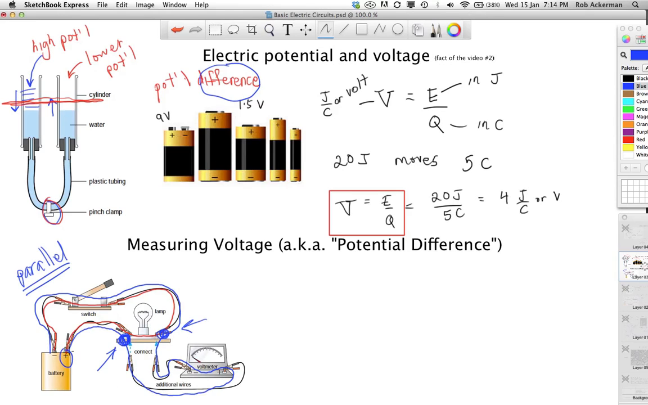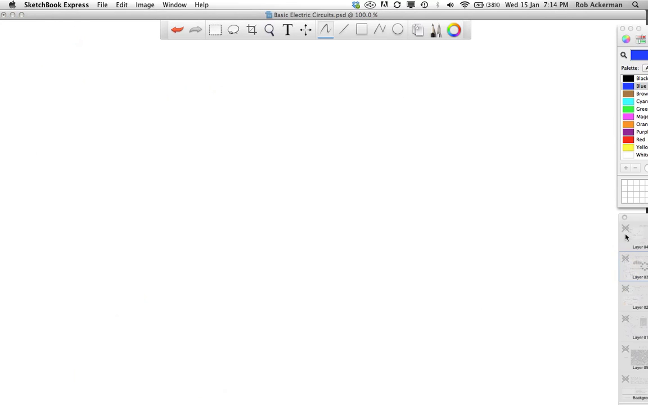Positive side of battery with wire closest to positive side of voltmeter. Negative side of battery with wire closest to negative side of terminal. Okay? And the before and after nature of this measurement is kind of like this with the water example, higher and lower potential. All right? Hope that makes sense. If it doesn't, then just rewind the video, play it again. Soon it will sink in.